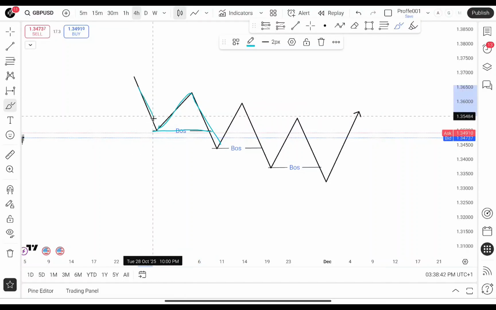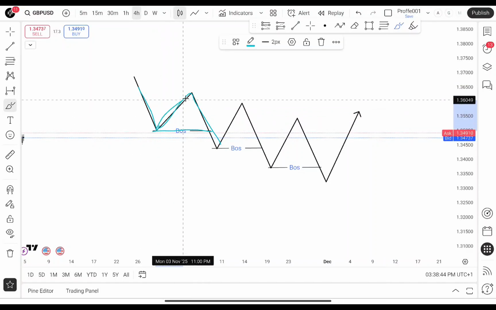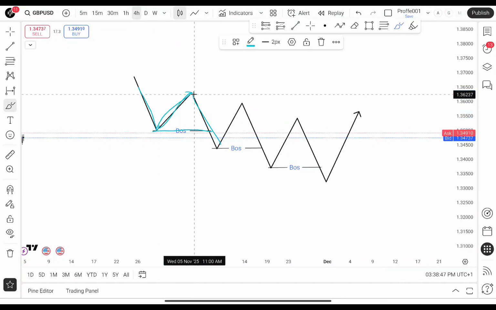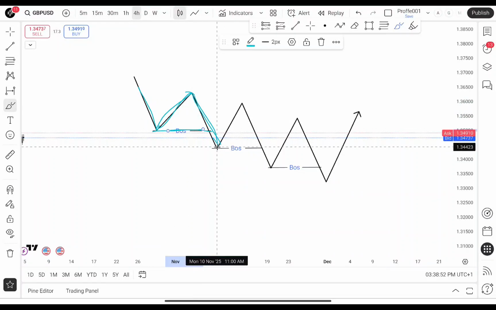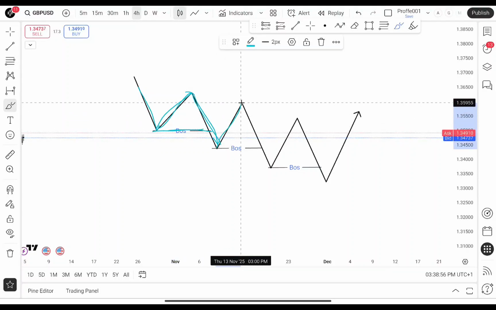Now, we can see that the market gave us a lower low, a lower high, which is here, another lower low again, making this place a break of structure. What are we expecting immediately after this? We are expecting a retracement to the upside.